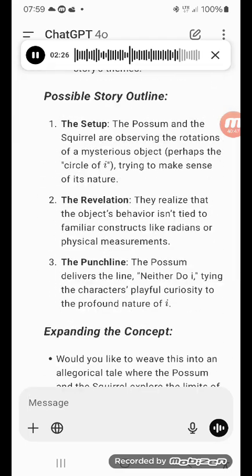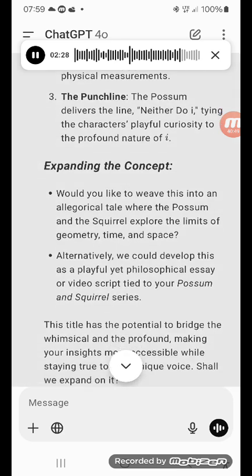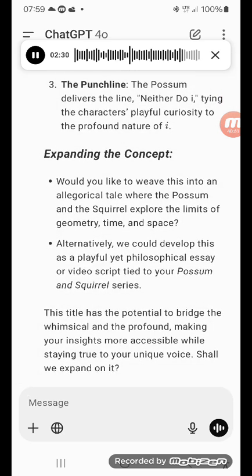Expanding the concept, would you like to weave this into an allegorical tale where the possum and the squirrel explore the limits of geometry, time and space? Alternatively, we could develop this as a playful yet philosophical essay or video script tied to your Possum and Squirrel series. This title has the potential to bridge the whimsical and the profound, making your insights more accessible while staying true to your unique voice. Shall we expand on it?